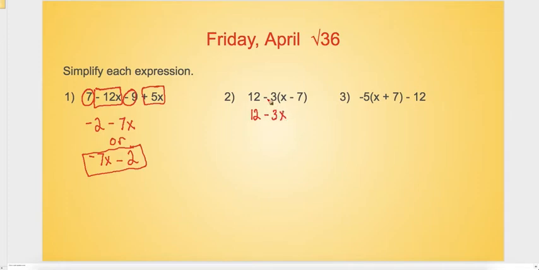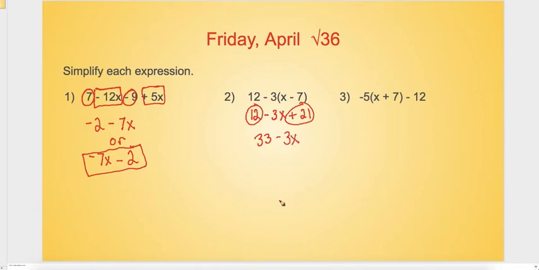And now we have negative 3 times negative 7, because there's a minus sign in front of this 7. A negative times a negative is a positive, so positive 21. I could have written minus negative 21, but minus negative 21 is the same as adding positive 21, so that's why I wrote plus 21 there. Now I'm going to combine like terms. We have 12 plus 21, and 12 plus 21 is 33.